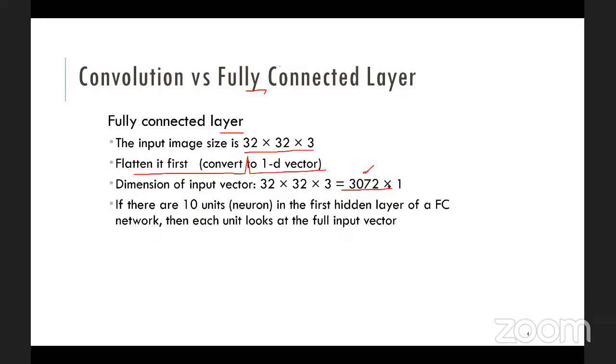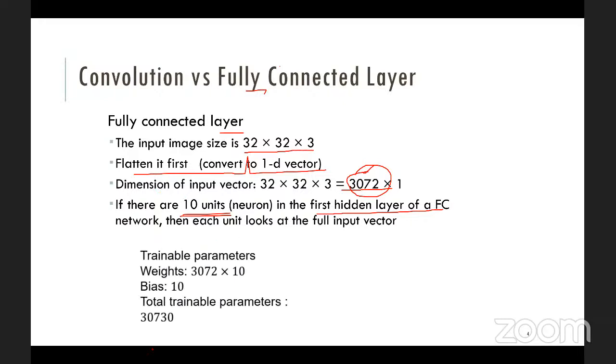Now let us say the first hidden layer of this fully connected network has 10 units. What will be the parameters you need to learn? Every input here participates, so every input is given a weight, and all those weights are to be learned. How many weights for 1 neuron unit? That is 3072 weights. And because we have 10 units, it is 3072 multiplied by 10, and then the bias is added. That is how we get these trainable parameters.